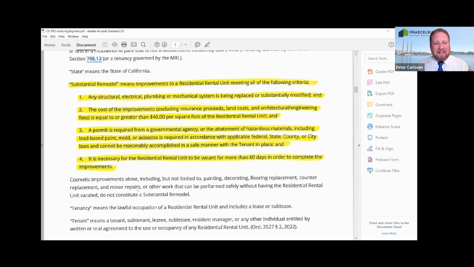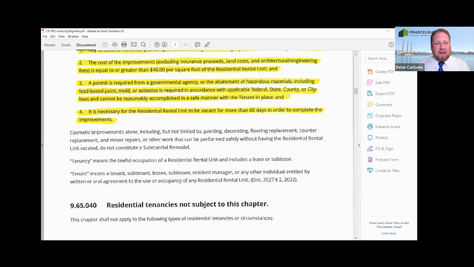And then 4th, it's necessary for the unit to be vacant more than 60 days in order to complete the improvements. So they're trying to get away from cosmetic. If it's a cosmetic repair, new countertops, new carpet, new paint, that's not a substantial remodel. A substantial remodel would be, we're replacing plumbing, we're replacing electrical, we're doing multiple things all at once. It's going to require, maybe moving walls, reconfiguring things. It's not just a simple cosmetic thing.